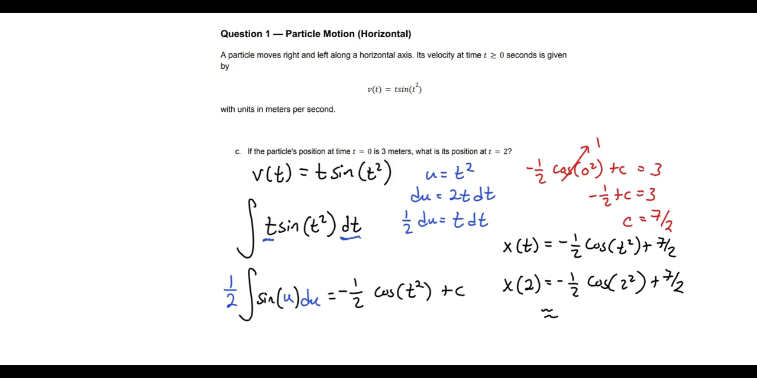Looks like you get 3.826. And this is position, so this is meters. So that is our answer.